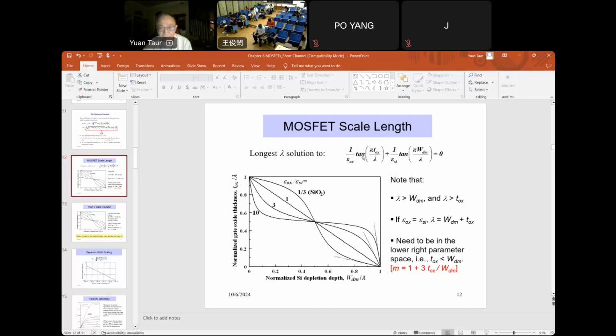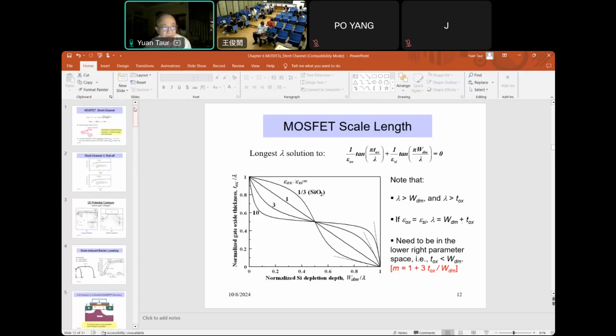And furthermore, if the dielectric constants are the same, you have two tangents adding up to 0, then basically the two angles add up to pi. If this angle plus this angle is pi, then the solution is lambda equal to WDM plus Tox. That's this line when this ratio is 1. So this is the simple result. We can go back to the MOSFET, the short channel MOS schematic.